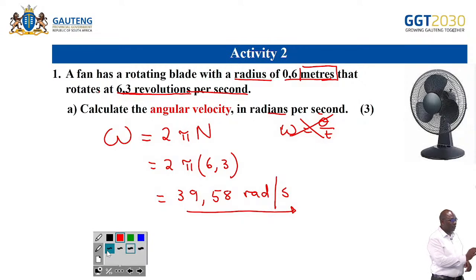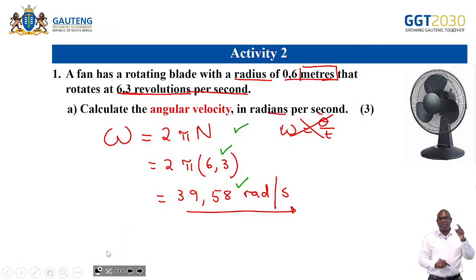Now let's look at how that can be marked in an exam. When we mark this, I'll mark with green. The first mark will go to the formula. So you can see how important it is to choose the correct formula. The second mark will go for the substitution of the 6.3. And the last mark will go to your final answer, which includes your units. So please, let's all write the units as we have them there, radians per second. All right.